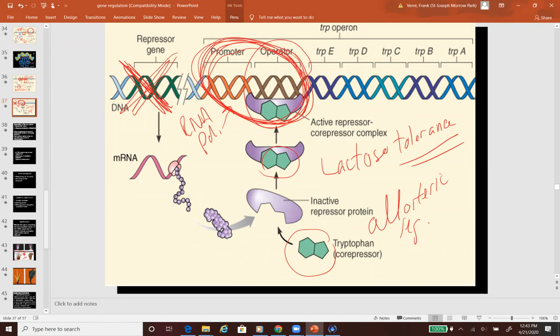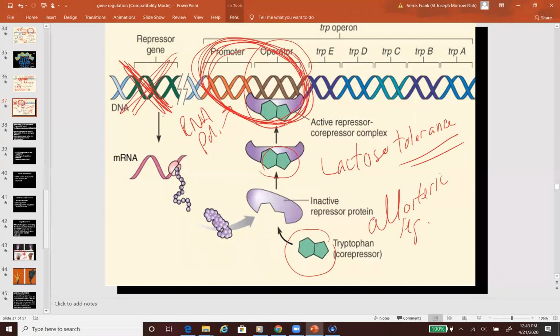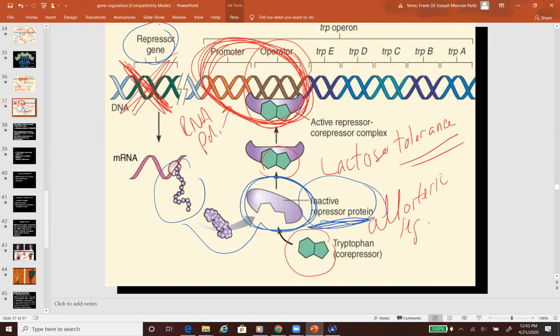RNA polymerase? Okay, well, what does the repressor gene, if I look at the slide, what does the repressor gene make? The RNA. It does? Never mind. No, look, the repressor gene makes this thing, which becomes this. What's that? That's my repressor protein, right? So the repressor protein comes from the repressor gene.